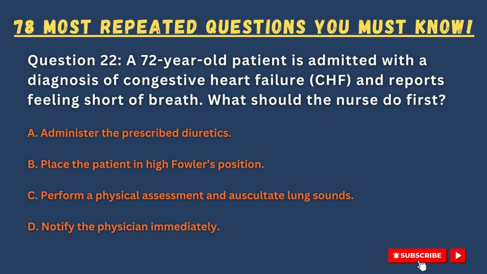Question 22. A 72-year-old patient is admitted with a diagnosis of congestive heart failure, CHF, and reports feeling short of breath. What should the nurse do first? A. Administer the prescribed diuretics. B. Place the patient in high Fowler's position. C. Perform a physical assessment and auscultate lung sounds. D. Notify the physician immediately.